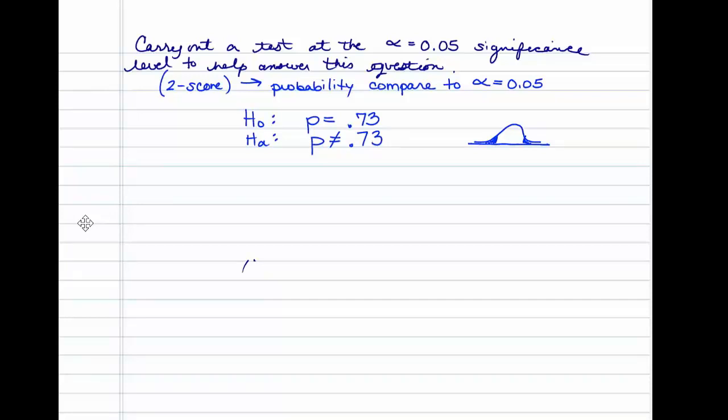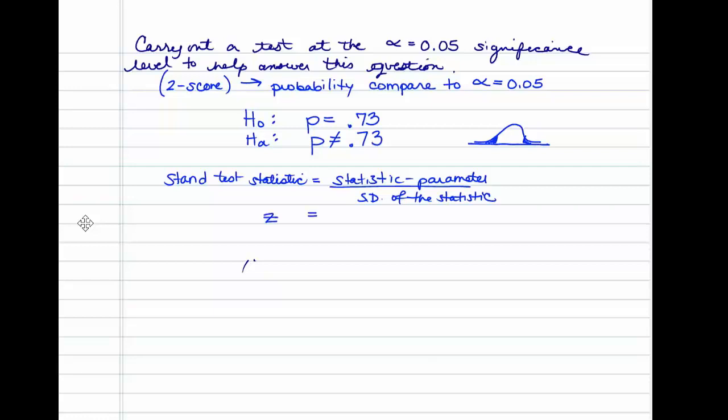So it's a glorified z-score. If you look on your chart or your formula table, we've got for our standardized test statistic, and it says statistic minus parameter over the standard deviation of the statistic. For our standardized test statistic, we're trying to find a z-score for this.